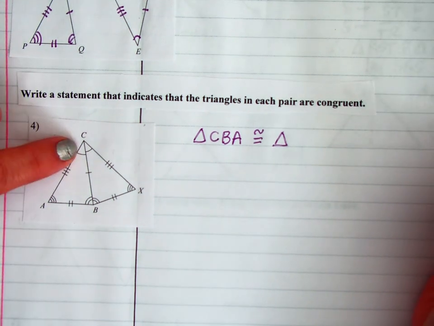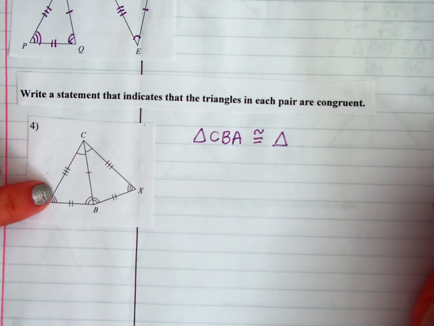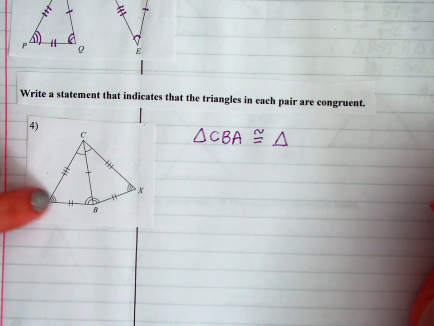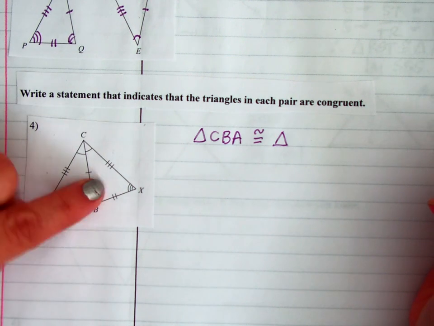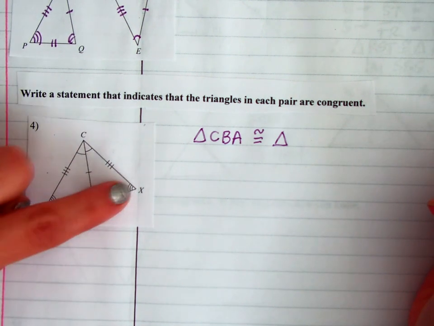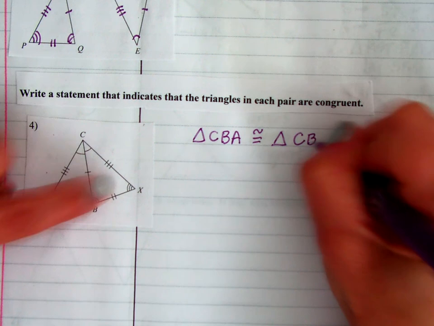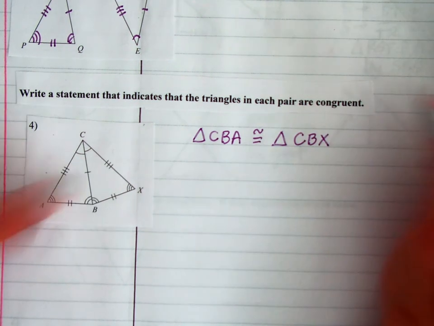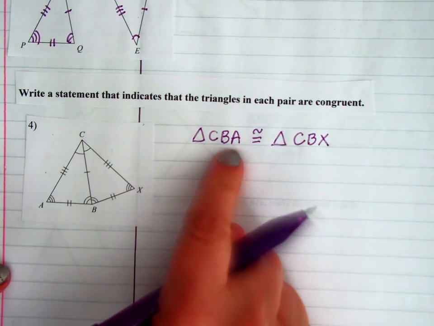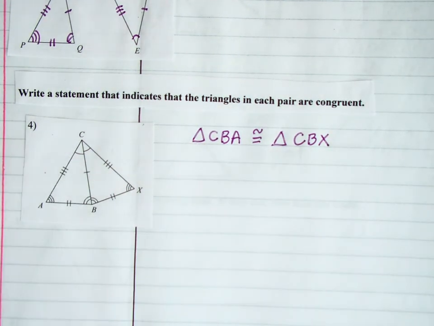Okay, if I follow the same pattern, 1 mark, 2 marks, 3 marks, now I go to the triangle on the right, 1 mark, 2 marks, 3 marks, and I write down the letter C, the letter B, and then the letter X. So, triangle CBA is congruent to triangle CBX.